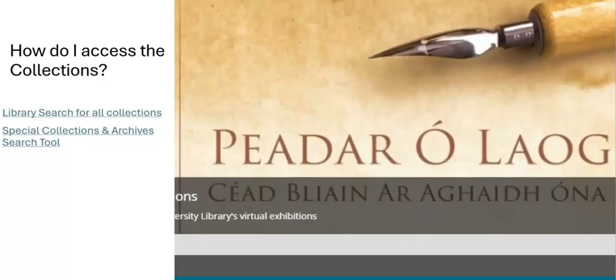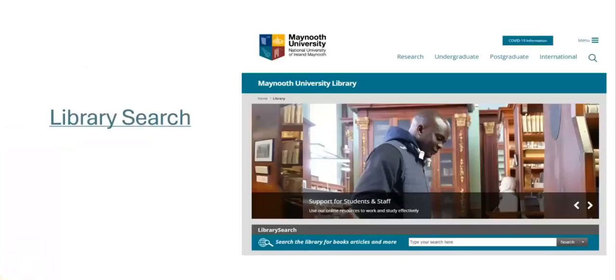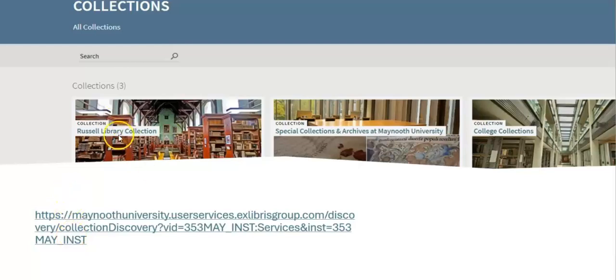So how do you access the collections? Your general point of access is through library search, which you'll find on the library homepage, and you'll see special notations for where particular types of material are. There are also separate special collections and archive search tools. This is the library search tool that you use. Again, you just put what you're looking for in the little box there. There's also an advanced search option. And for the special collections, you have an option there. You can go straight into the Russell Library collection. Special collections and archives in Maynooth are the college collections, again part of St Patrick's as well.